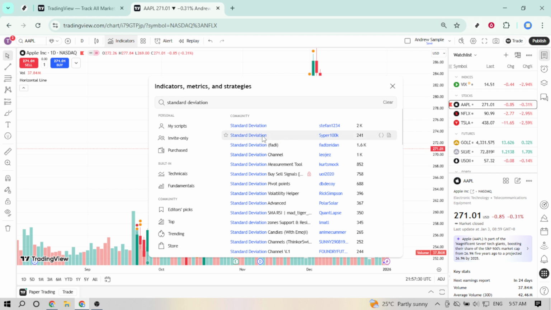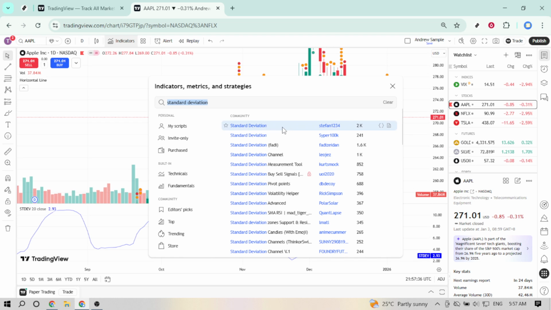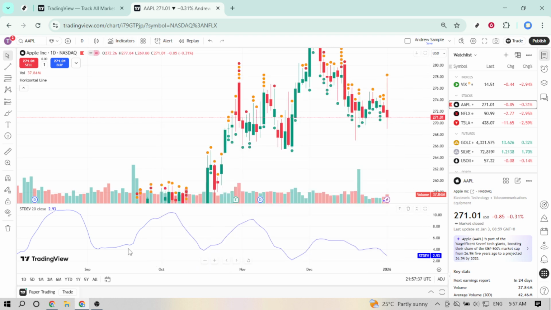Here's how to read it. The line represents the standard deviation of price over a recent look-back window, usually based on closing prices. When the line rises, volatility is expanding, price is moving farther from its average. When it falls, volatility is contracting, price is clustering closer to the mean. You can compare peaks and troughs in the standard deviation line to periods on the price chart to understand when markets were hot and when they were calm.